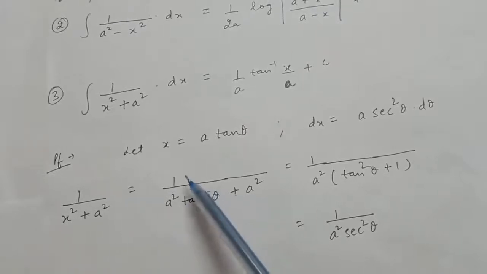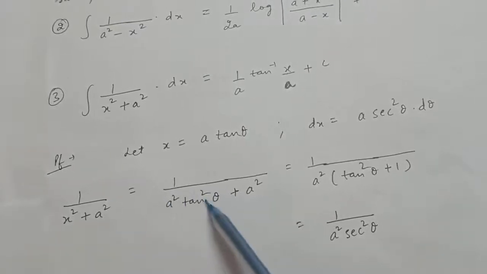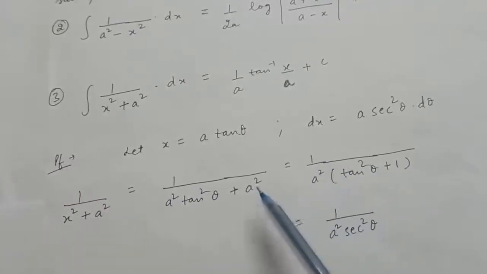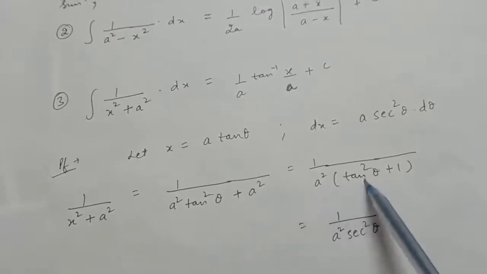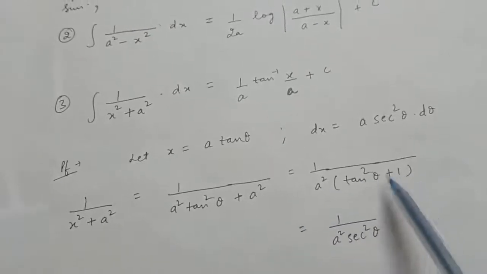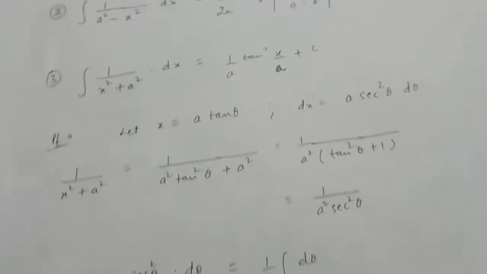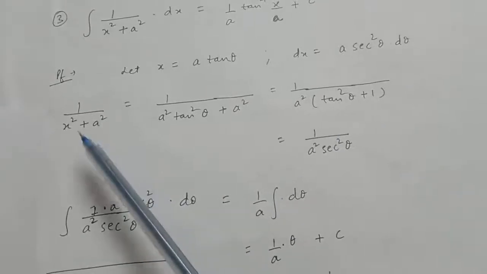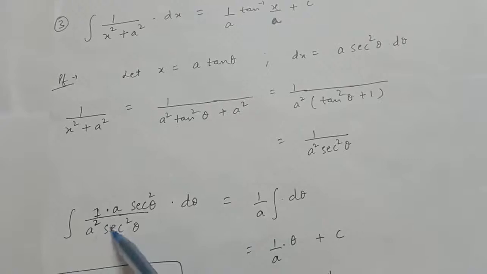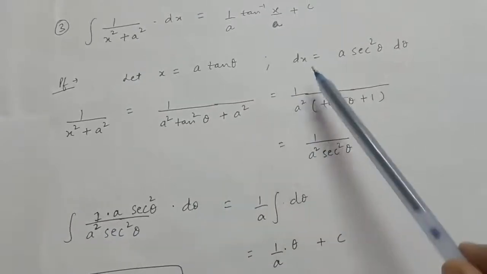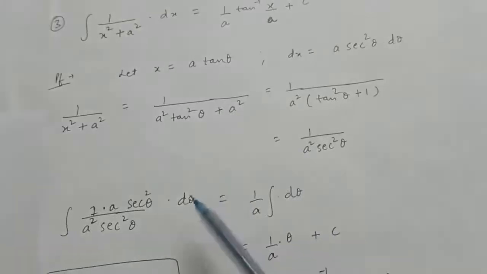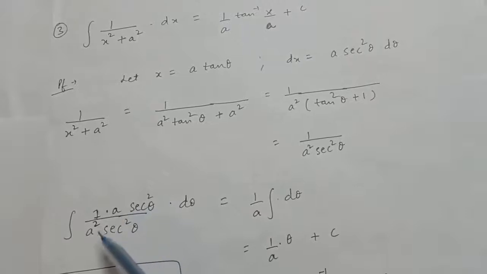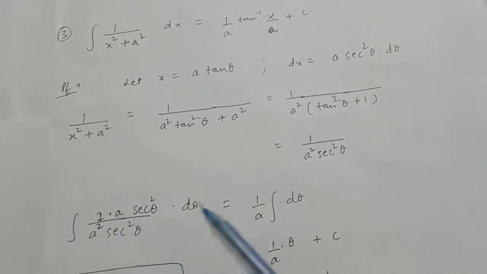Now this function will be equal to 1 upon, in place of x write down a square tan square theta plus a square, which is equal to 1 upon a square taken common from both of these terms. So this will be tan square theta plus 1, and tan square theta plus 1 is secant square theta, right? So the integral will now become, in place of 1 upon x square plus a square, 1 upon a square into secant square theta, and in place of dx, a secant square theta d theta. Now cancel out this secant square theta, and here it is a, and in the denominator it is a square. So you will get 1 by a.